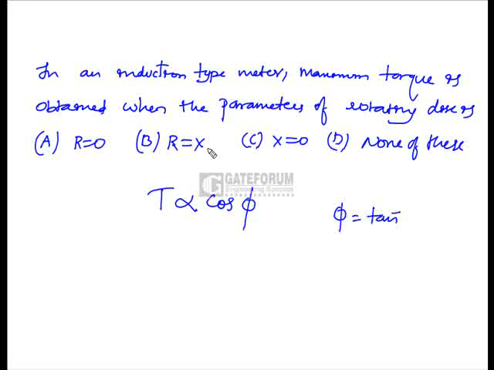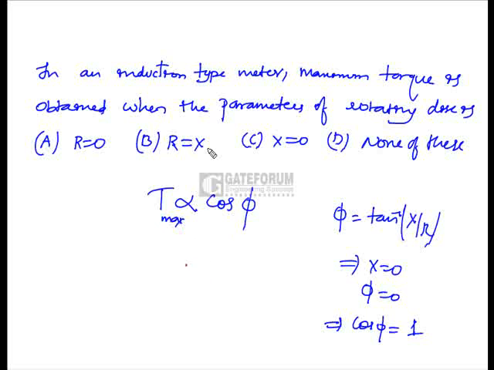Phi is equal to tan inverse of x by r. If x is equal to 0, phi is equal to 0. What happens to cos phi? Cos phi is 1. Now the maximum torque will occur in the induction type meter when x is equal to 0, that is option C.